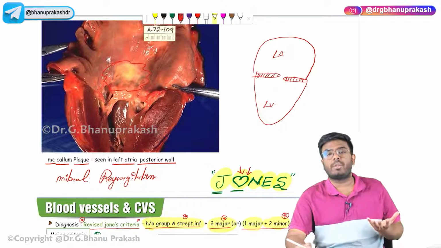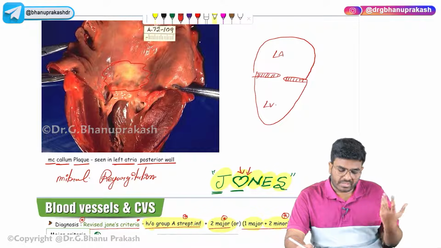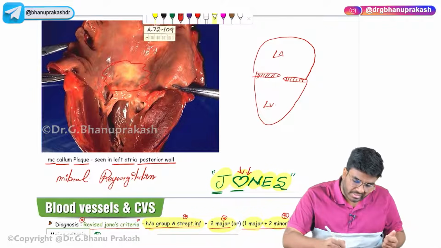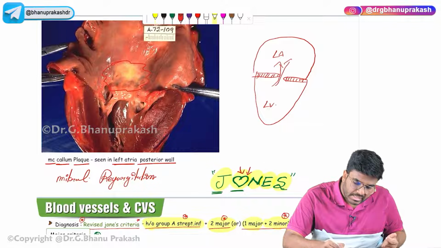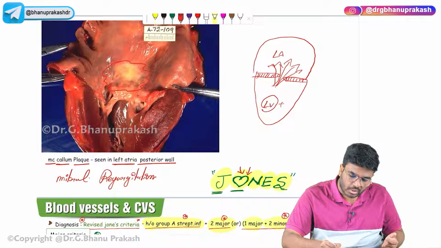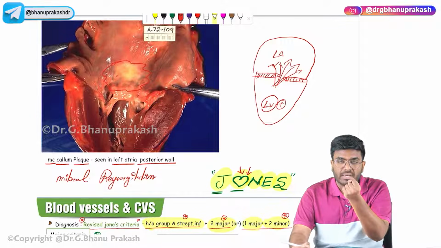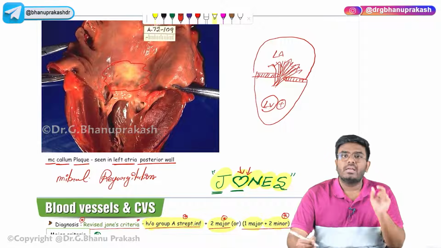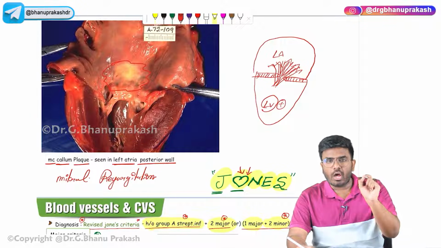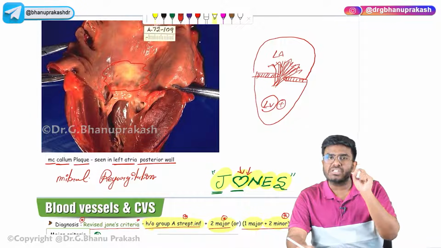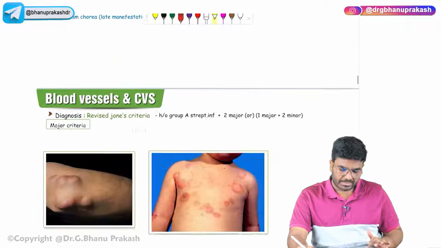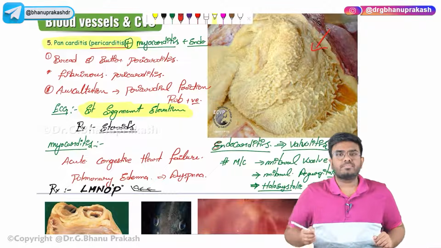Is it closing properly now? No, it's not closing properly because of the endocarditis. Because of the endocardial involvement, the mitral valve is inflamed and not closing properly. When it is not closing properly, what happens? When the left ventricle contracts in systole, there will be regurgitation of blood back into the left atria that hits hard onto the posterior wall of the left atria, leading to McCallum's plaque.